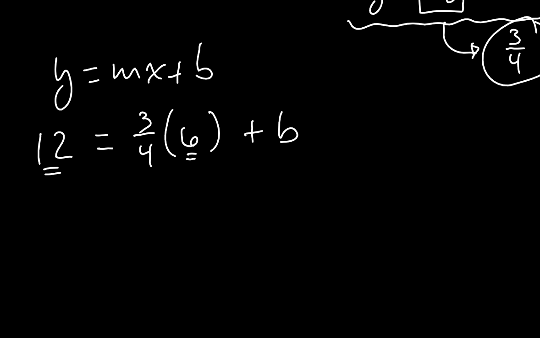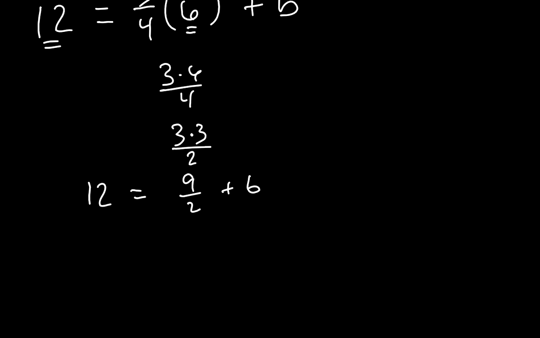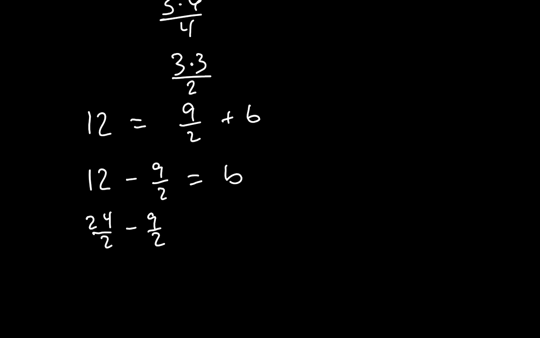To solve this, there is a common factor with the 6 and 12. If I look at 3 times 6/4, both of those can be divided by 2. So this would become 3 times 3 over 2, or 9/2. Over here I've got the 12 and then plus b. If I want to solve for b, I'll take away 9/2 from each side. So 12 minus 9/2 is what b is, and 12 is 24/2. So I can write this as 24/2 minus 9/2, and if I take 9 away from 24, I get 15.